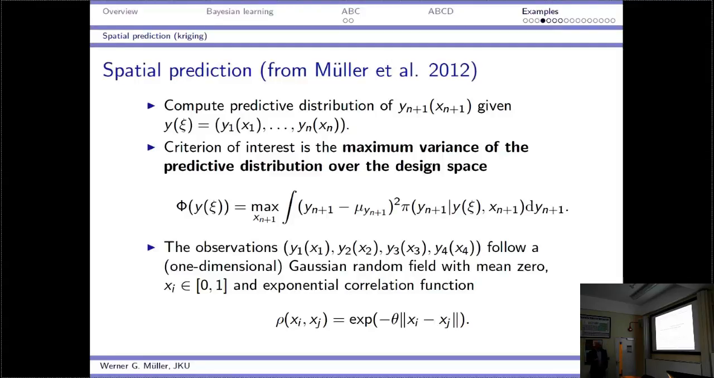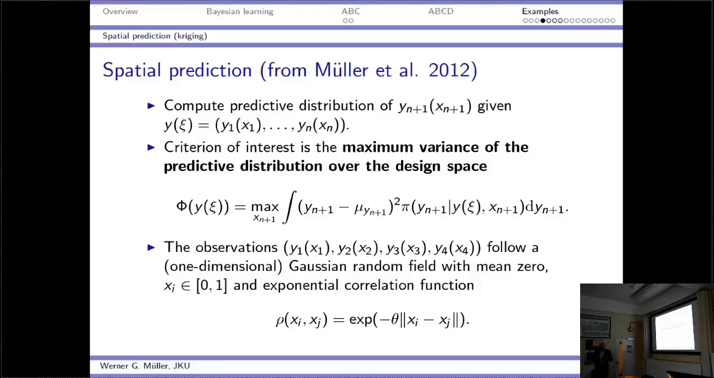by a pre-given correlation function. And the criterion of interest is now the maximum variance of the predictive distribution over the design space. This is classical. Or in other terms, if you want to put this in these classical geostatistics or spatial statistics terms, what we would be doing is a Kriging prediction, and we would like to minimize the Kriging variance. Okay, this is what's done here. So now again, simple example out of it, but one that I think shows quite a nice feature, is we have now 4 observations.